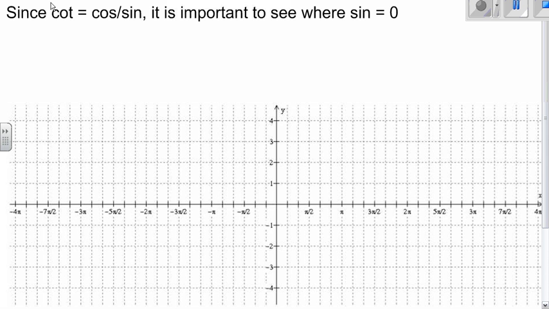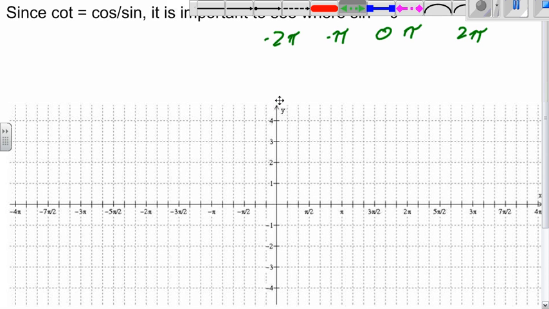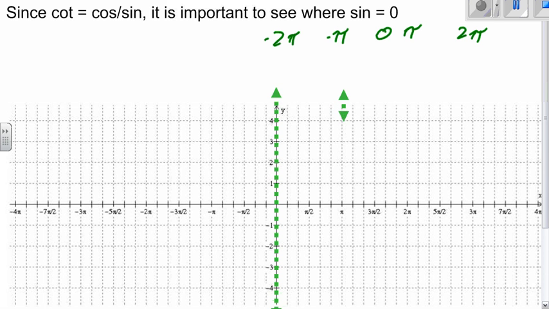Now we can look at cotangent, which would be cosine over sine. So now we need to know when sine is 0. Sine starts at 0. Then it would max out at pi over 2, and it's back at 0 at pi. It's all the multiples of pi. So 0, pi, 2 pi, negative 2 pi, all of that. So when sine is 0, we're going to have an asymptote. So we're going to have all of these vertical asymptotes at multiples of pi.